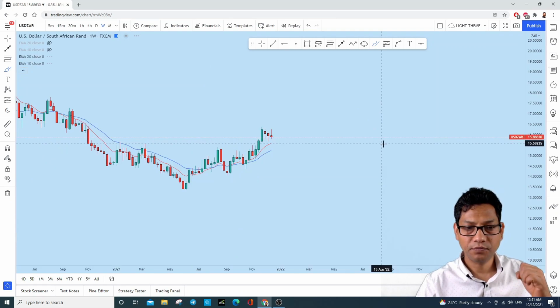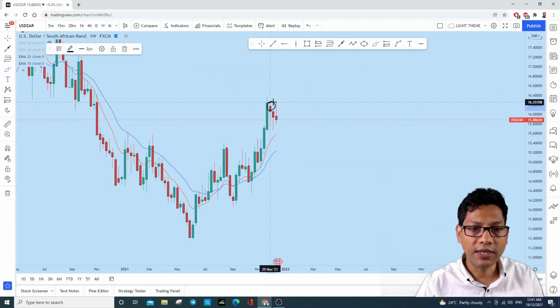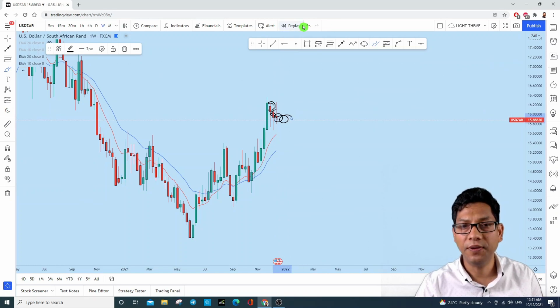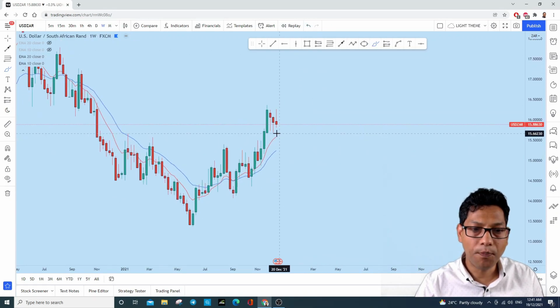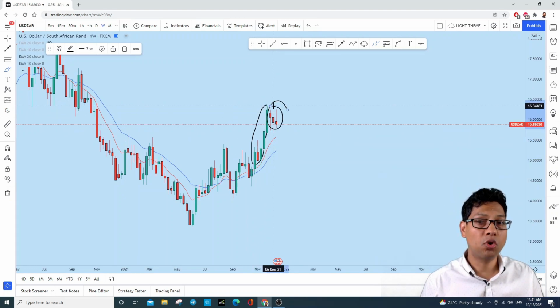Now let's see on the weekly time frame. On the weekly, you have seen that back to back for 3 weeks, it has created smaller red candles, that means dojis. If you compare these 3 green candles with these 3 red candles, what you see is that the buyers are stronger and the sellers are very weak.